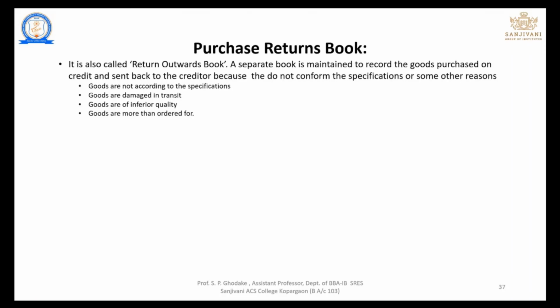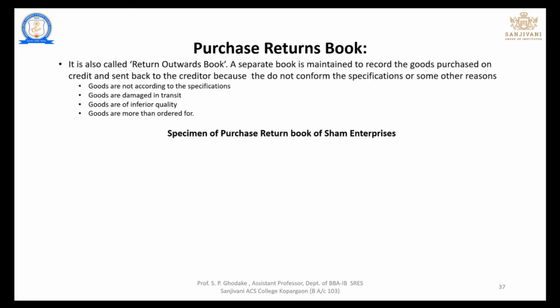It is also called the return outward book. A separate book is maintained to record the goods purchased on credit and sent back to the creditor because they do not conform to the specification or for some other reasons. What are the reasons for returning the goods? There are four reasons. One, the goods are not according to the specification. Second, the goods are damaged in transit. Third, goods are of inferior quality. And fourth, goods are more than ordered for.